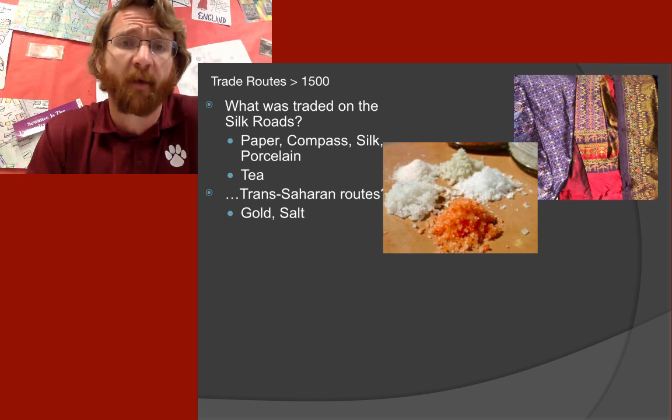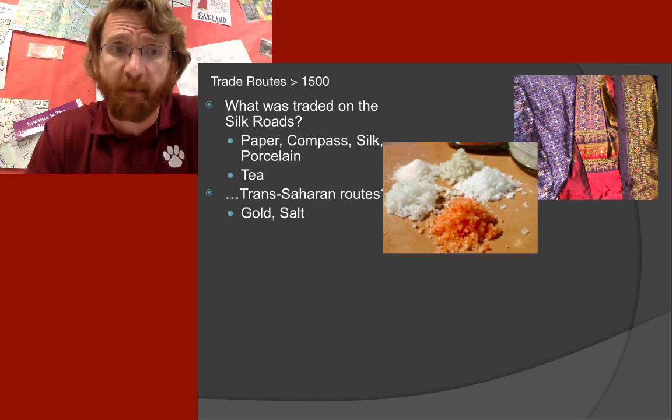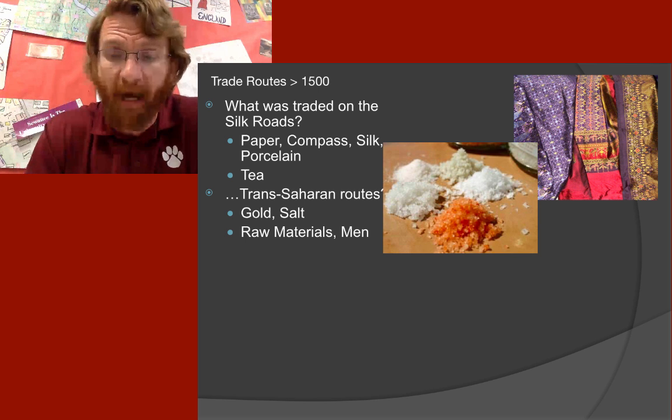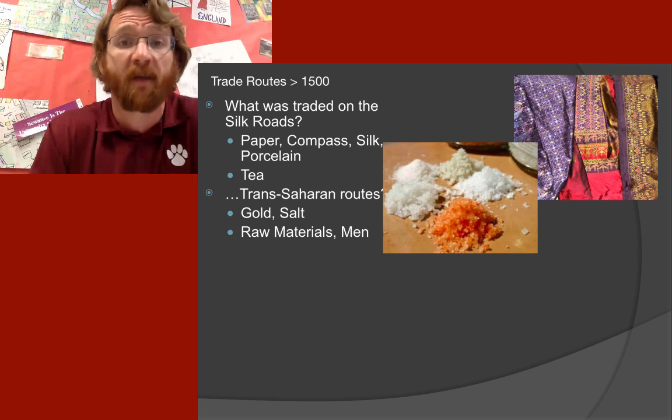Obviously, around the year 1500, we don't have refrigeration. Salt also was vitally important to global trade because it made your food last just a little bit longer. After 1500, on the trans-Saharan trade routes, gold and salt are still traded, but to a lesser extent. And later on, raw materials and men, as we'll see when we explore the age of exploration. Again, the trade in men meaning slavery.